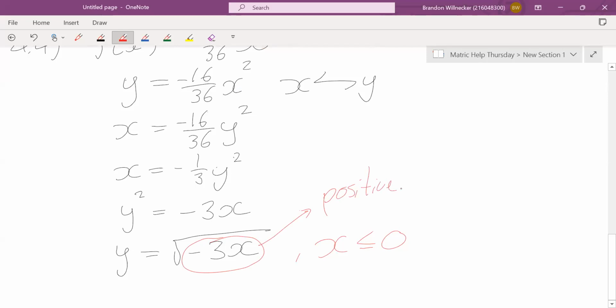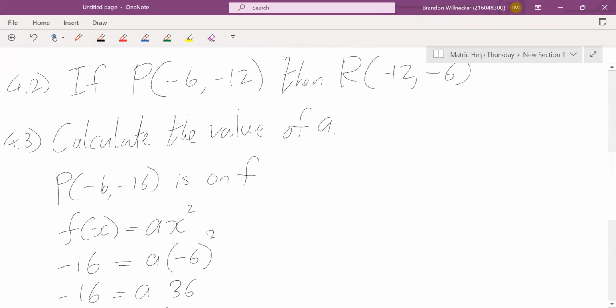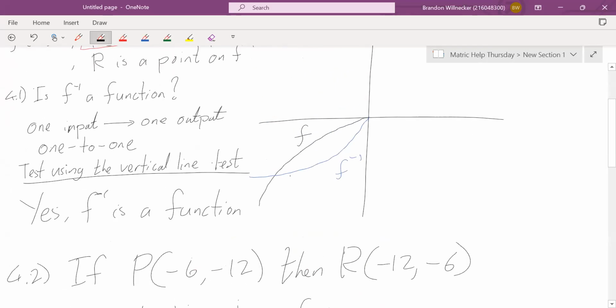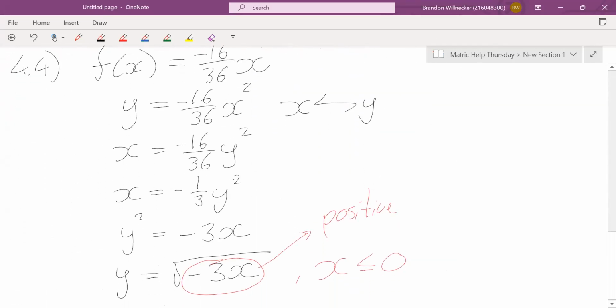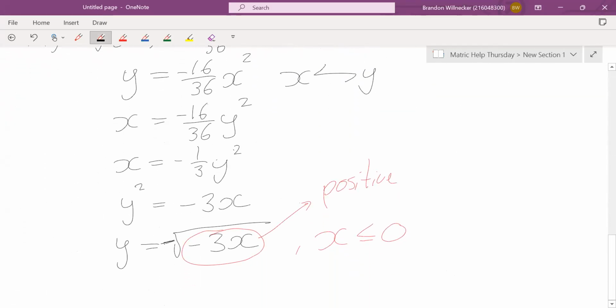Okay, but we need to remember here, we were looking at the negative portion of this function, because the y value is below. So when we're doing our square roots, remember we need the minus sign there.